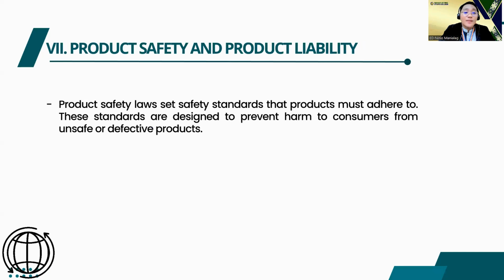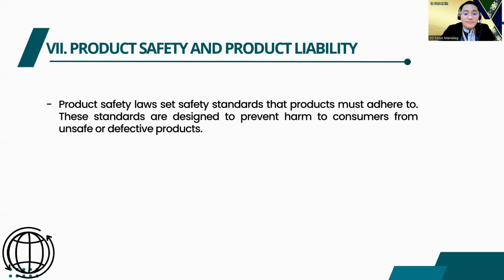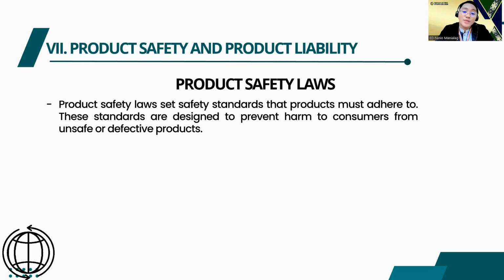So let's discuss now the seventh topic, which is product safety and product liability. Product safety and product liability laws are crucial for protecting consumers and ensuring that companies are held accountable for the safety and liability of their products. These laws vary significantly across countries, impacting international business and operations and raising important ethical considerations.